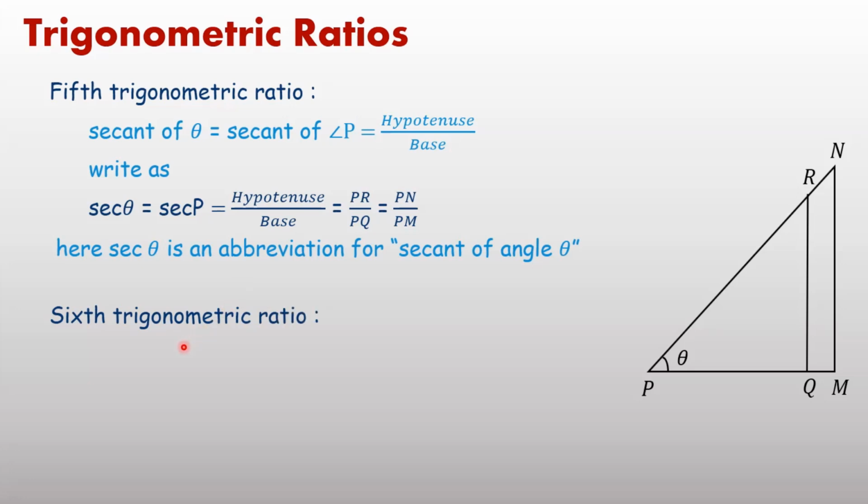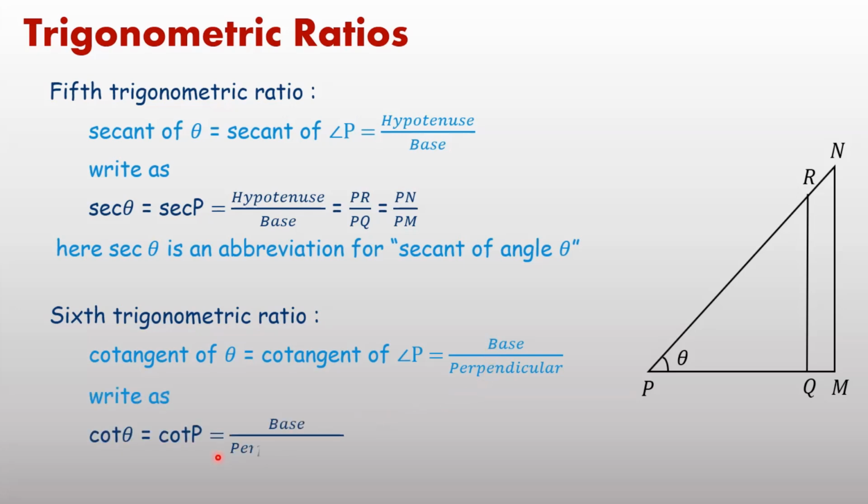And sixth and last trigonometry ratio is cotangent of theta or cotangent of angle P, which is equal to base upon perpendicular. And in short form we can write cot of theta, which is equal to cot of P equal to base upon perpendicular. Here base is PQ, perpendicular QR, therefore it is equal to PQ upon QR or PM upon MN. In this pattern, these 6 trigonometry ratios are covered.